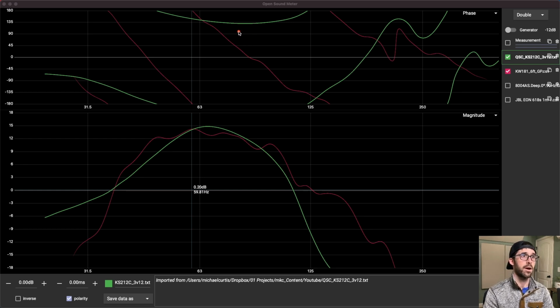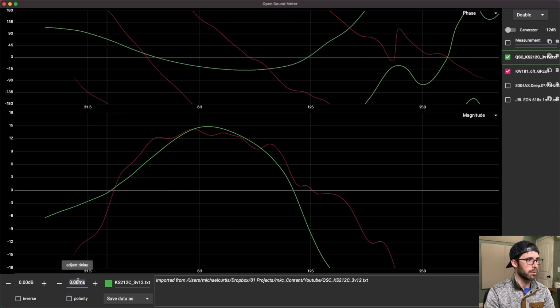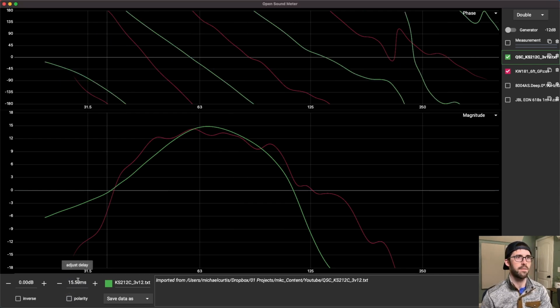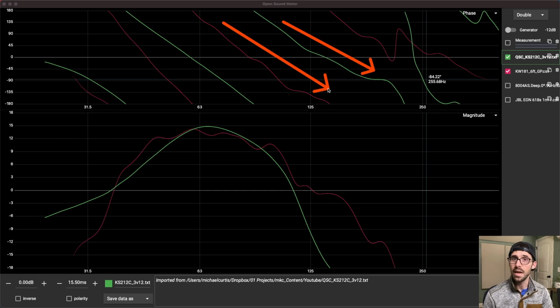And compared to mine, I need to have apples to apples. So I need to add delay to get the phase slope to be the same. So let me turn off this polarity inversion, put back the 15.5 milliseconds. And this is how I got the phase slopes to match. You can see that's falling at the same rate on both the KS212C versus the KW181. So that gave me a clue of like, okay, if it's falling at the same rate across most of the range that I want it to work, I think it's good.